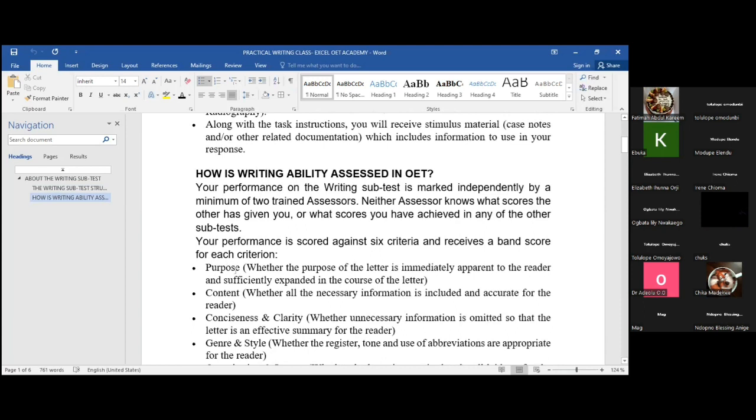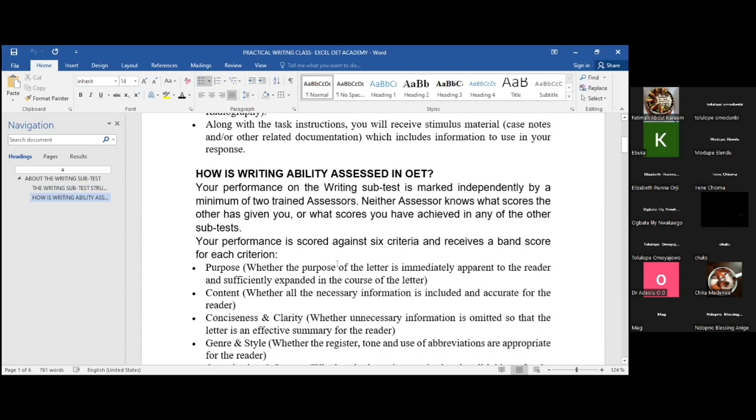I'm still going to the practical session. I'm just doing an overview of what you should expect while writing. So first of all, what's the purpose of the letter? Whether the purpose of the letter is immediately apparent to the reader and sufficiently expanded in the course of the letter. What they mean by purpose is, what kind of letter is it?